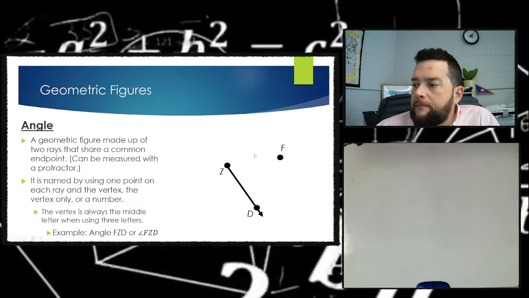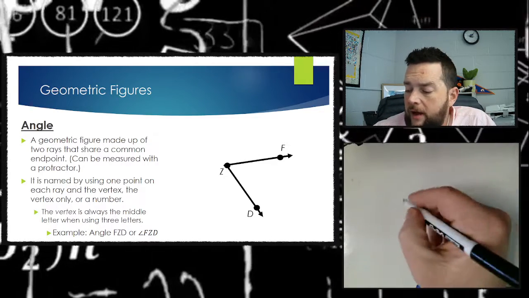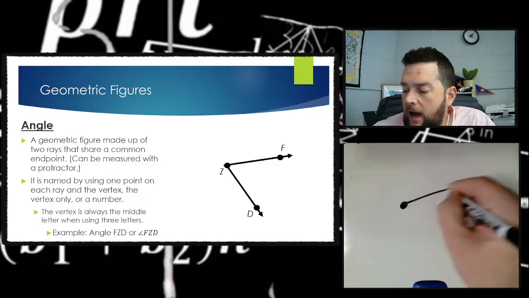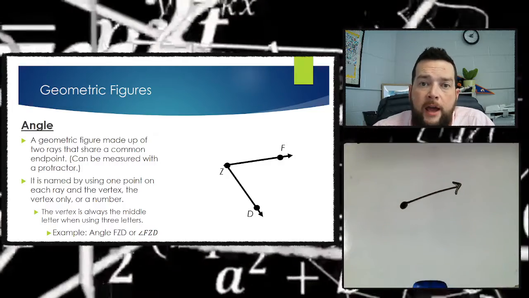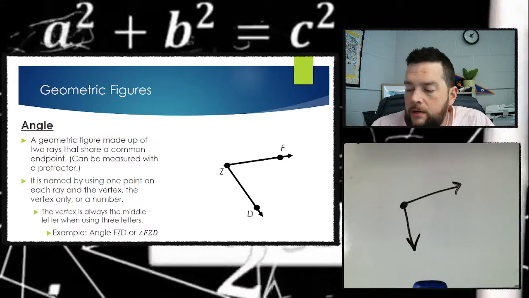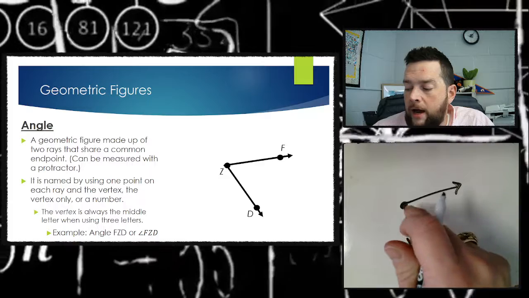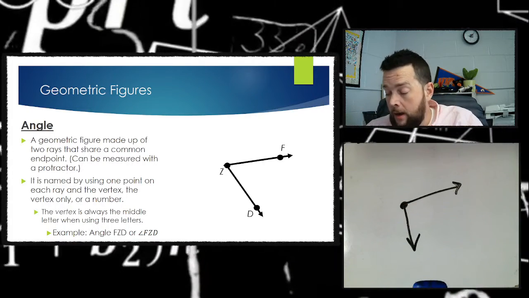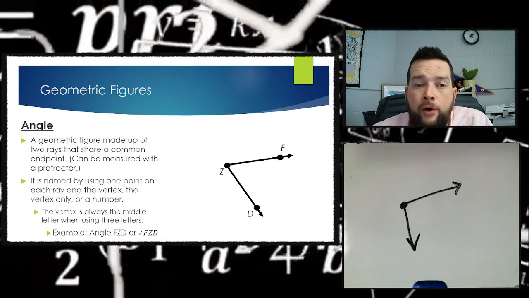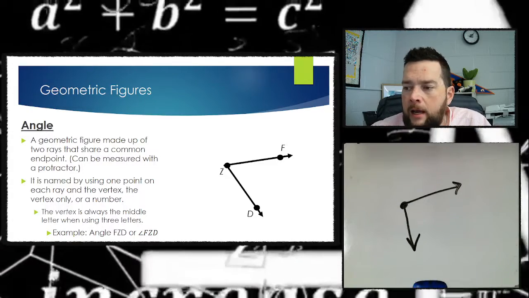All right, now we have an angle, which is just a combination of two rays. If you have a starting point and a line that goes forever in one direction, that's a ray. Then if you take that same starting point and put another line going continuously in another direction, by making those two rays start at the same starting point, you've created yourself an angle. It's a geometric figure made up of two rays that share a common endpoint.